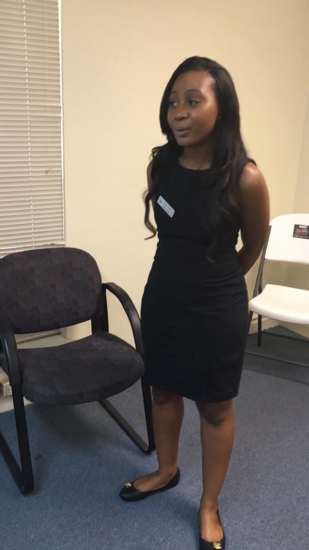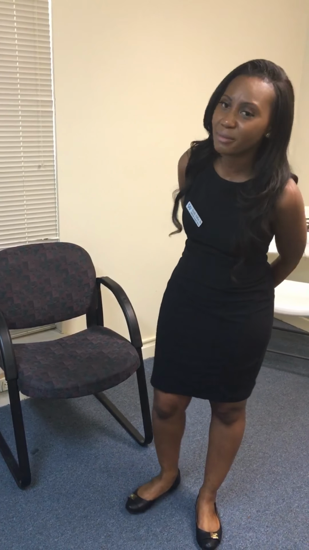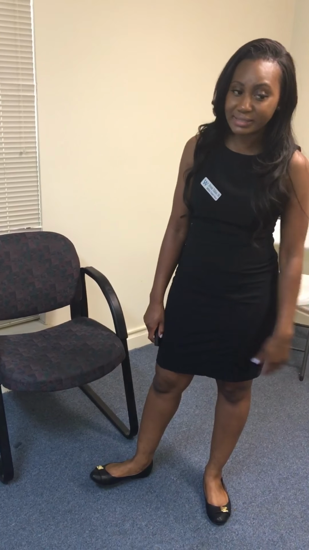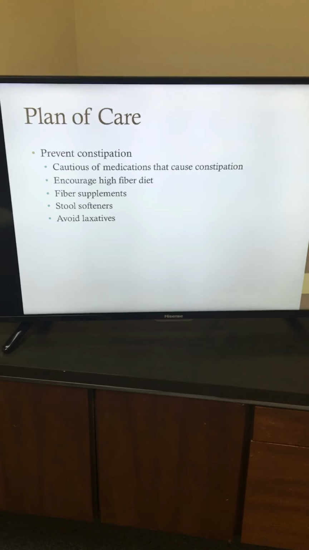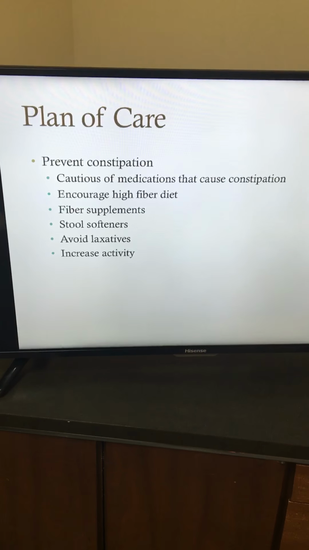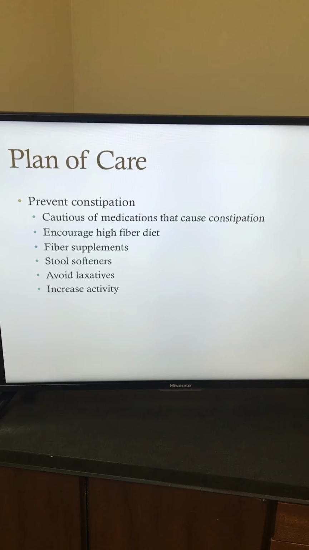Our next plan of care would be preventing constipation. Some of their medications and foods, and being on fluid restrictions sometimes, mean they're not getting enough water. So we want to maintain and encourage high fiber diets. They could have fruits that are not so high in potassium but are high in fiber. They could take fiber supplements. We can also give them stool softeners. We want to try to avoid laxatives, however. And increased activity. Increased activity also wakes up your gut.